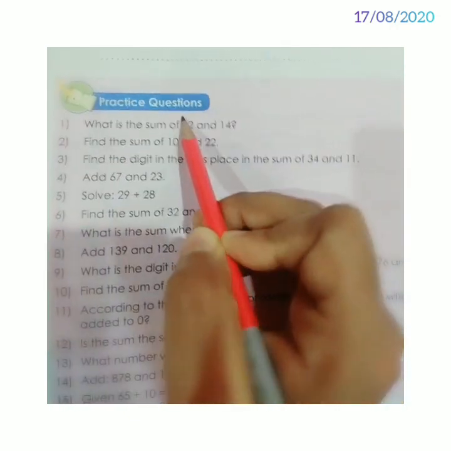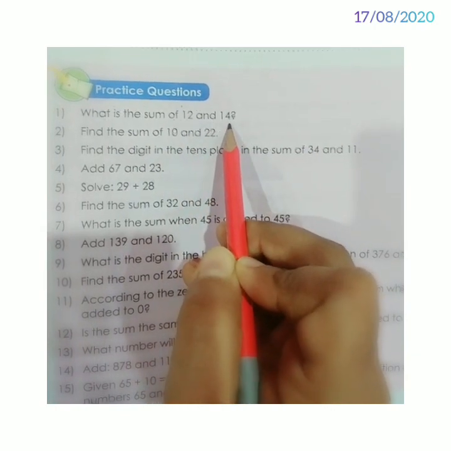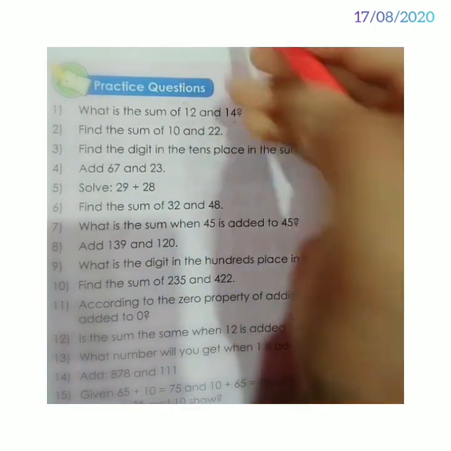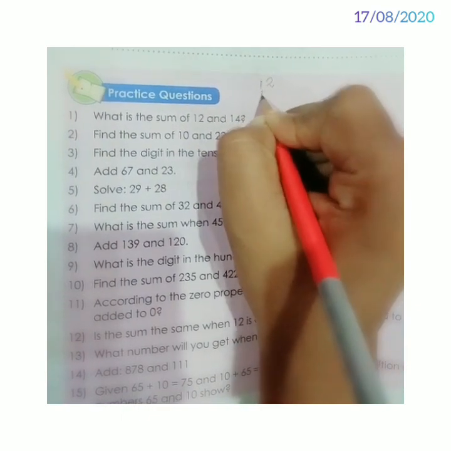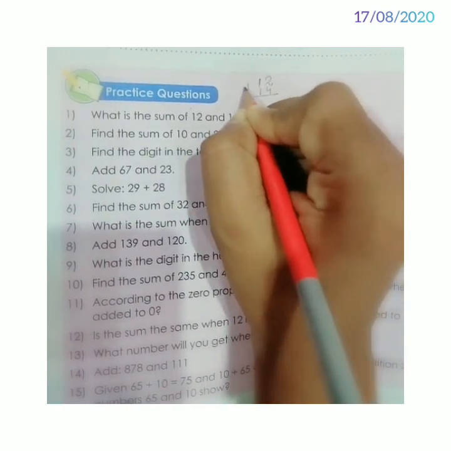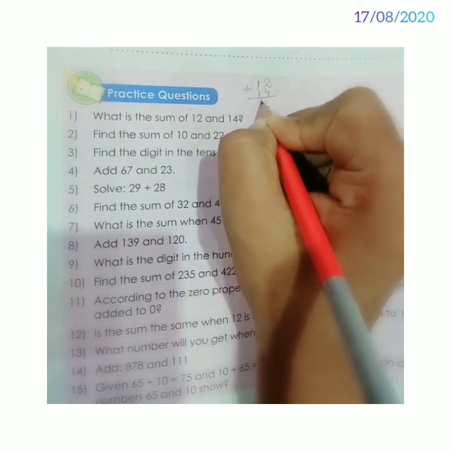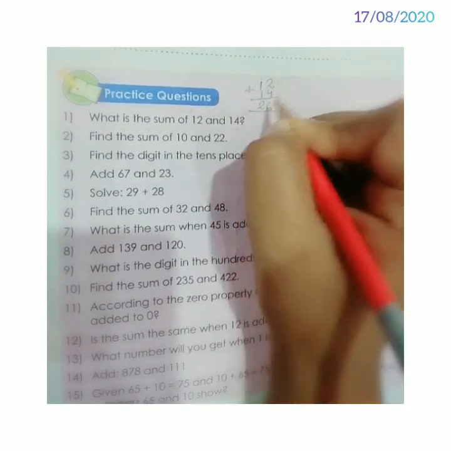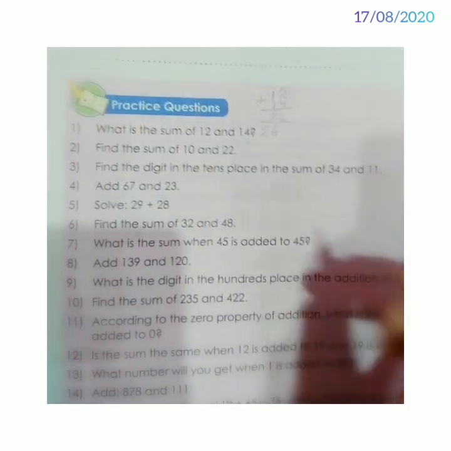Now let's move on to the next question. Now let us do practice questions from the workbook. Question number 1. What is the sum of 12 and 14? Sum means you have to add. So let me show you here. Rough work I am doing. 12 plus 14. When you add, you get 4 plus 2, 6. 1 plus 1, 2. So the correct answer is what, dear children? 26. Okay. The correct answer is 26.